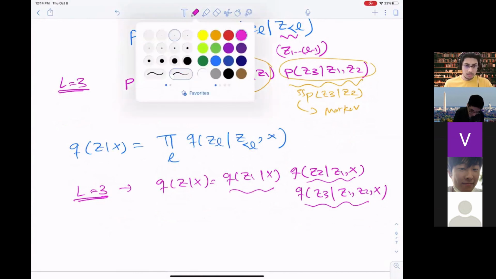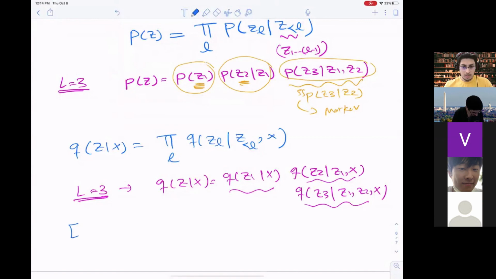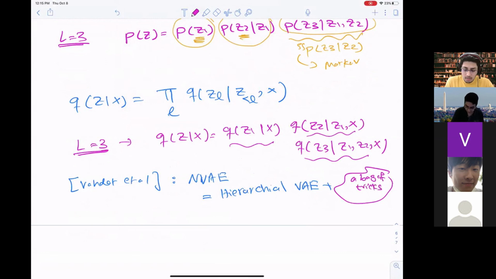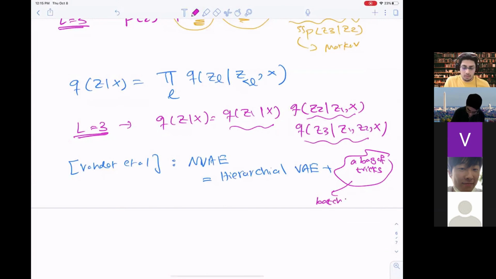Using this, in a new work by Vahdat et al., they introduce NVAE, which is roughly speaking a hierarchical VAE plus what I would call a bag of tricks. For example, how you set the batch norm, what kind of activation functions you want to use. There's a nice activation that they use called swish activation. Using some other tricks, they are able to train really high quality VAEs on image datasets like CelebA. The performance is in fact on par with high quality GANs that we'll be talking about next week.